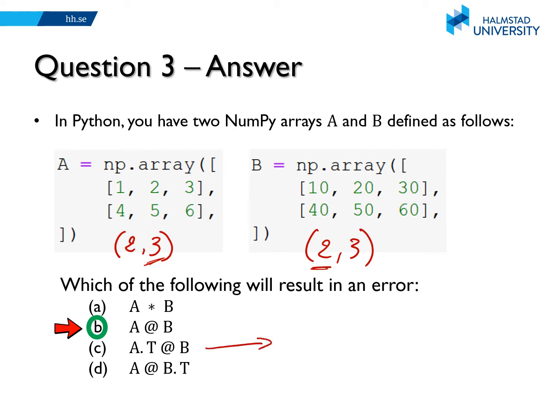And then here, A transpose multiplied by B, this is also possible. Because when you transpose A, it will have the shape 3, 2. And then multiplied by B, which has shape 2, 3. So this is possible because the number of columns in the first one is equal to the number of rows in the second one. And this will result in a matrix which has shape 3, 3.